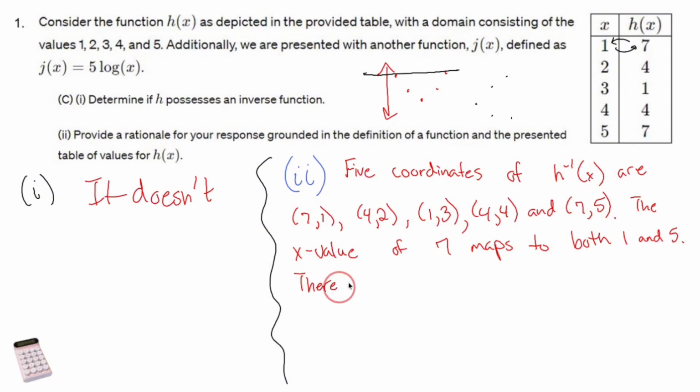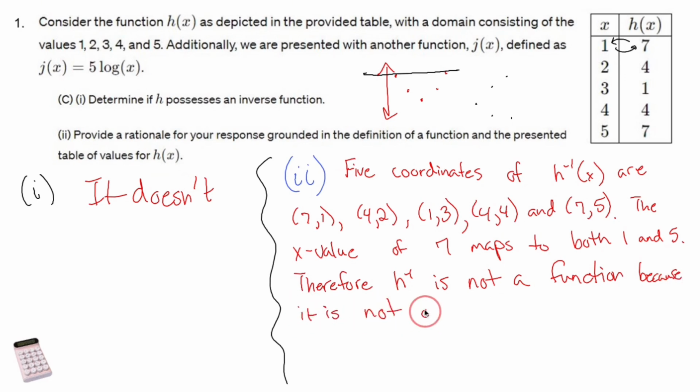Therefore, H inverse is not a function because it is not 1 to 1. Okay, this one's 1 to 2. And you could have used the 4s if you wanted to as well, but I like this explanation a little bit better. So a blessing in disguise. And also, as I started to write this out, I realized I was running out of room and I kind of wanted to rush my description. So I'm happy with this.